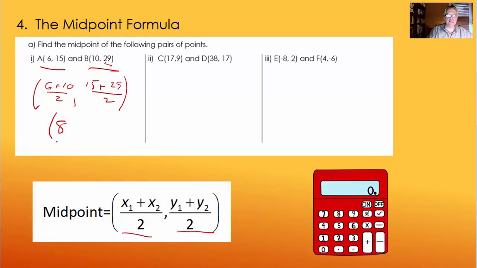All right, 6 plus 10 is 16, divided by 2 is 8. I think 15 plus 29 is 44, divided by 2 is 22. We have the midpoint.